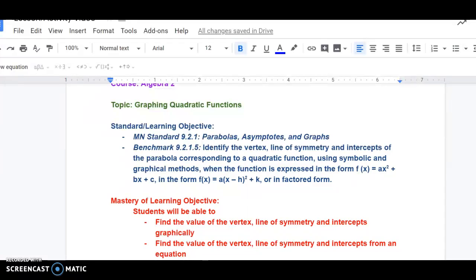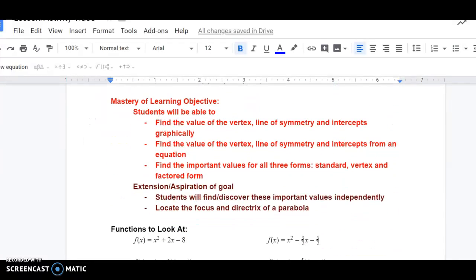For students to master this learning objective, they'll have to find three important things: the vertex, line of symmetry, and the intercepts, so the x-intercept and y-intercept. They need to find these from the equation, for all three forms: standard form, vertex form, and factored form. My hope is that I'll help the kids by looking at all three forms of the same function, just written differently, and hopefully they'll figure out what's important from it.